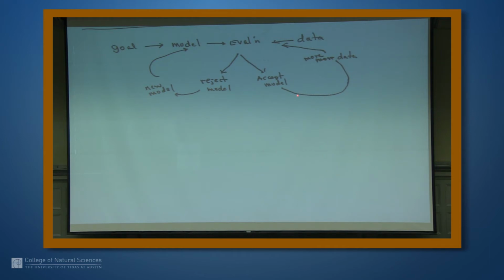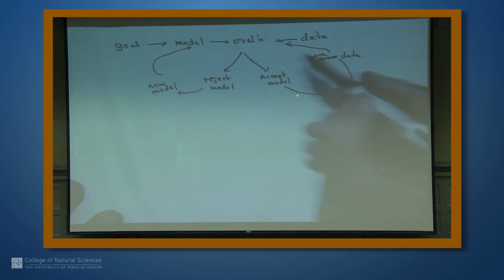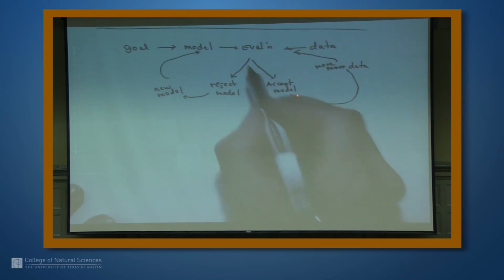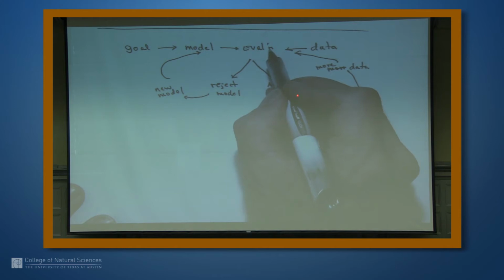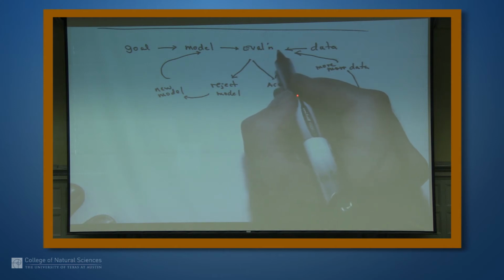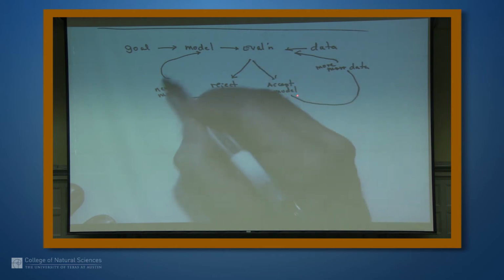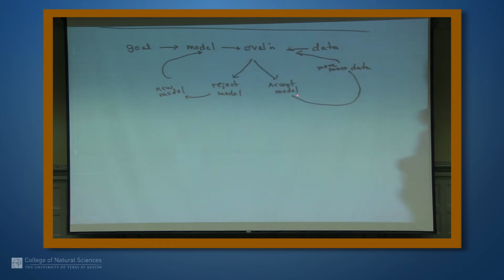I'm going to make some points about the scientific method that elaborate on this, but by and large, we can accept the model, we get more data, we might go into the cycle again and decide, oops, with these new data, we've got to reject the model, we come up with a new model, and so we can go through this in all different combinations. And that's kind of the reality of how it works.